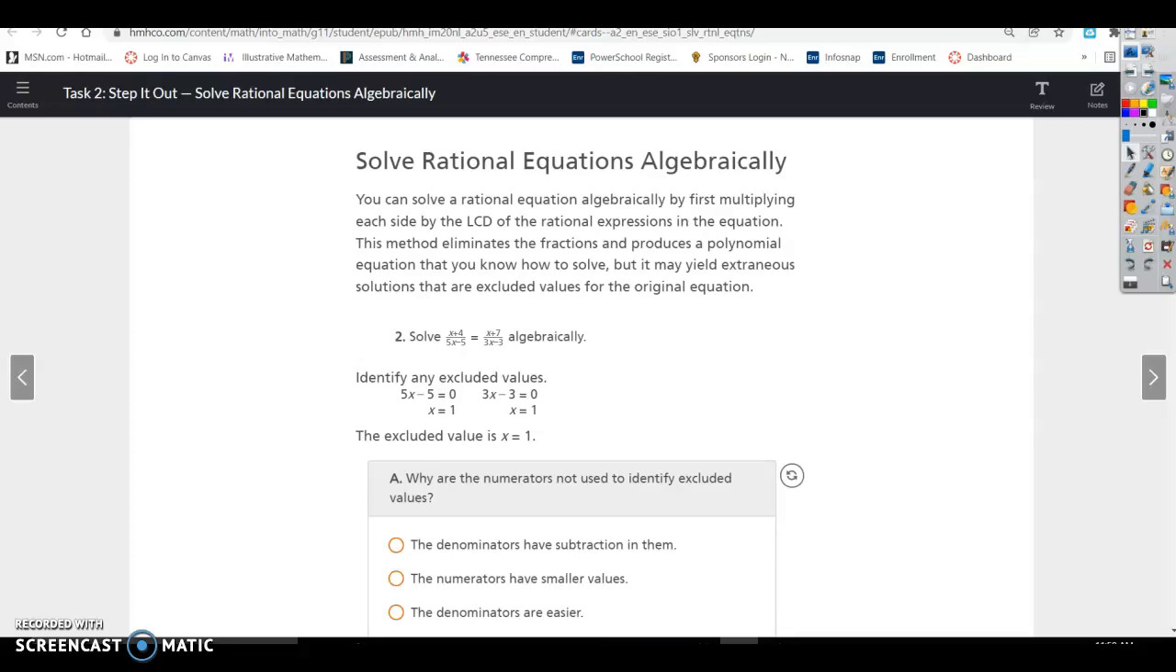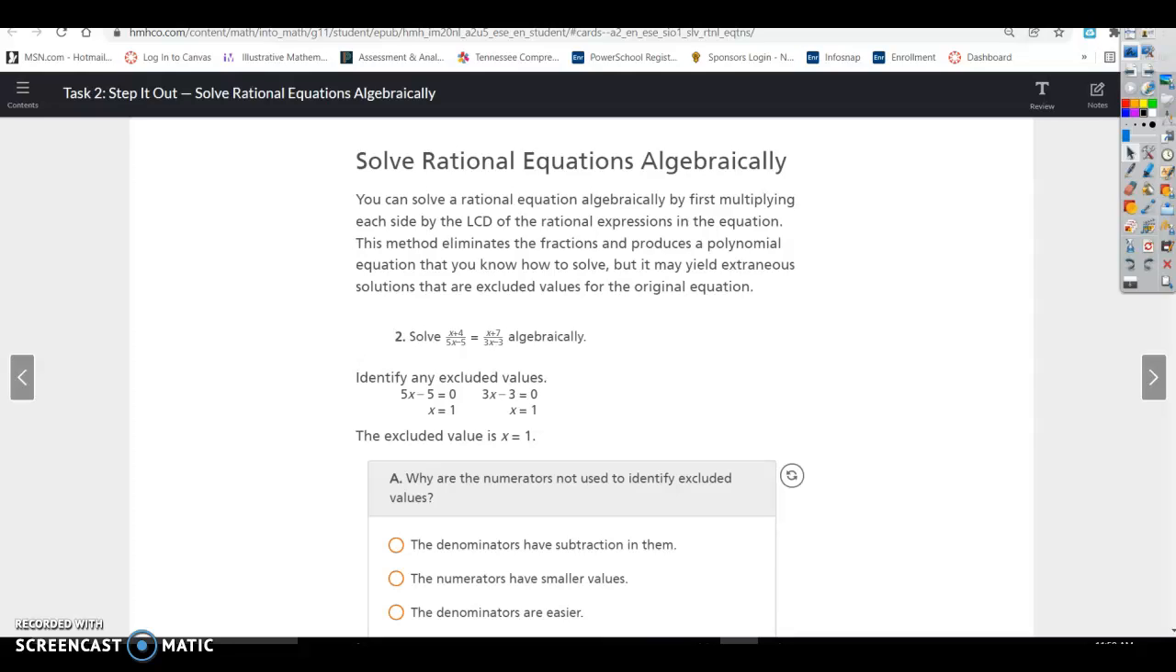Lesson 12.3, task 2. Solve rational equations algebraically. You can solve a rational equation algebraically by first multiplying each side by the least common denominator of the rational expressions in the equation. This method eliminates the fraction and produces a polynomial equation that you know how to solve, but it may yield extraneous solutions that are excluded values for the original equation.